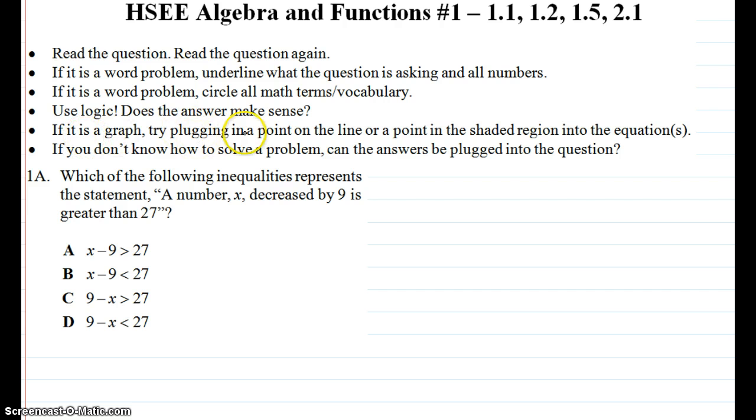If it's a graph, try plugging in a point on the line or a point in the shaded region into the equation. And if you don't know how to solve a problem, can the answers be plugged into the equation?